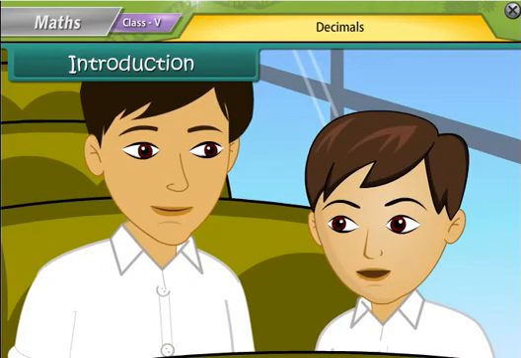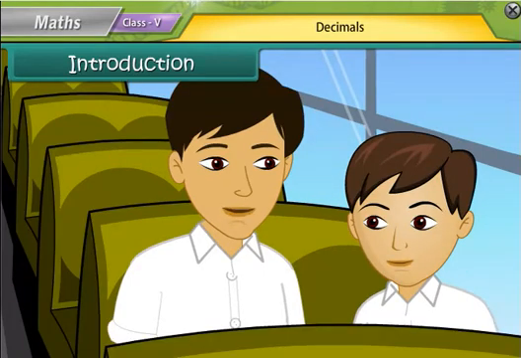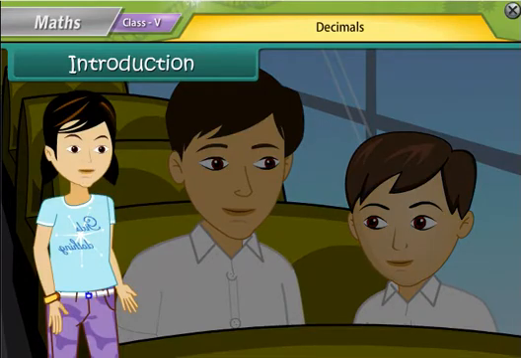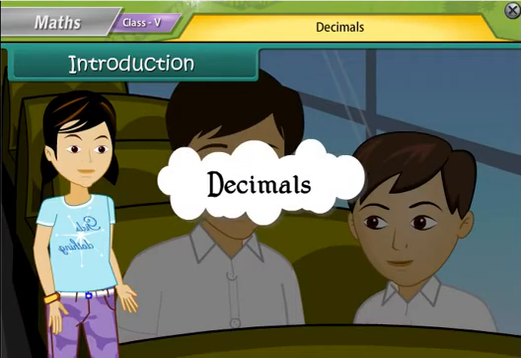I don't understand point 2 here. What is it? Well, 3.2 lies between 3 and 4, and we call the number after the point a decimal number. Basically, it is a part of a whole number. Children, in this lesson we will learn about decimals. Come along to know.